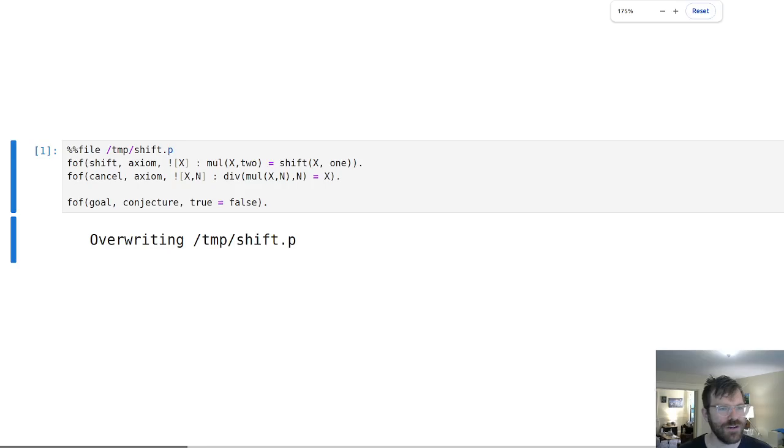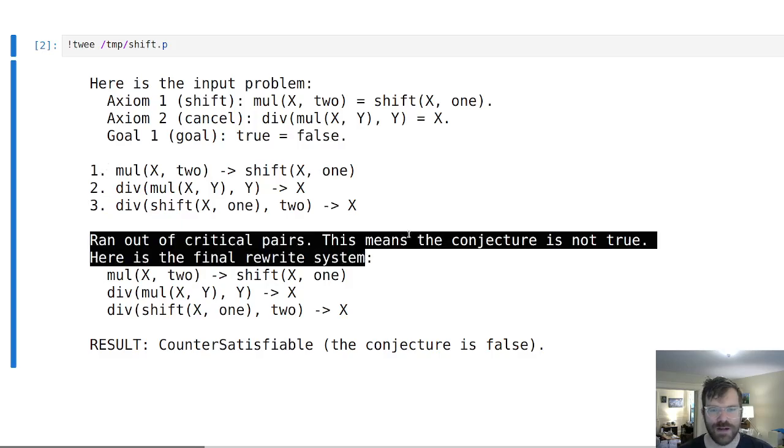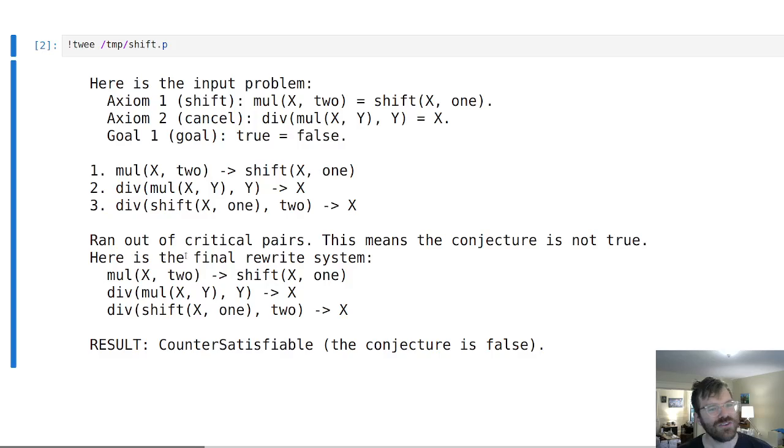So what we have here is these two rewrite rules written in the TPTP syntax. Multiplying x by 2 is the same as shifting x by 1. Multiplying x times n and then dividing by n is the same thing as x. And then I'm playing a little trick here on TRAAT: if I give it an unprovable goal and it saturates, it will dump the resulting rewrite system. So I'm giving it true equals false, which it isn't going to be able to prove. And here I ran it, and it says it ran out of critical pairs. Conjecture is not true, whatever. Here's the final rewrite system.